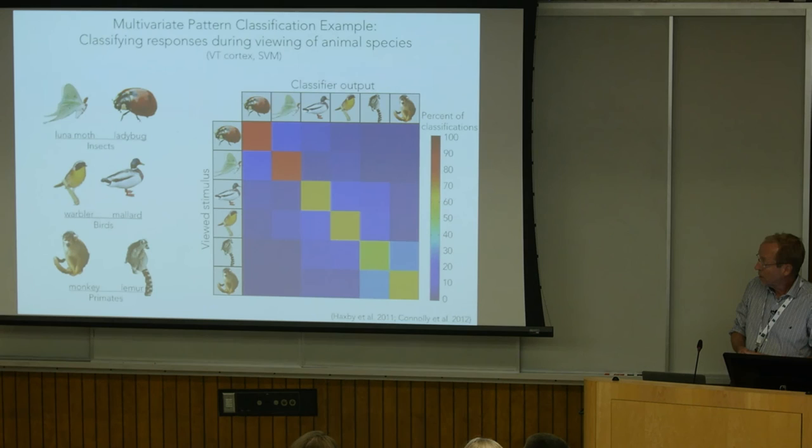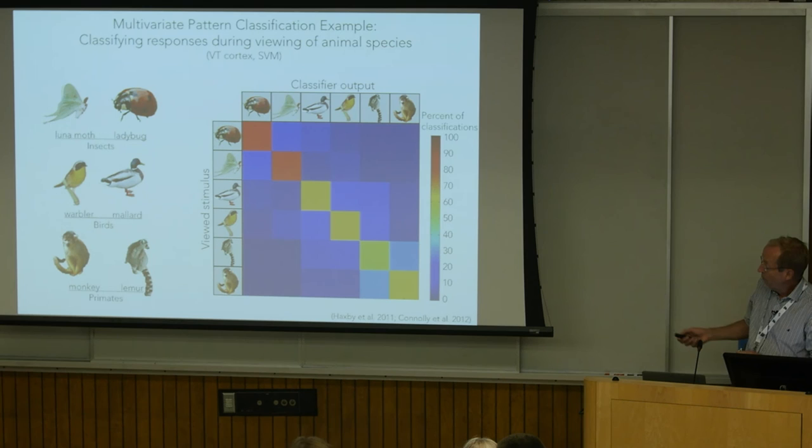Now this slide just illustrates what we can do as one example of using neural decoding methods, using machine learning. This is multivariate pattern analysis, specifically using a support vector machine to distinguish the brain's responses to six different species of animals, nicely organized into two species of insect, two species of bird, and two species of primate. And this is Andy Connolly's work.